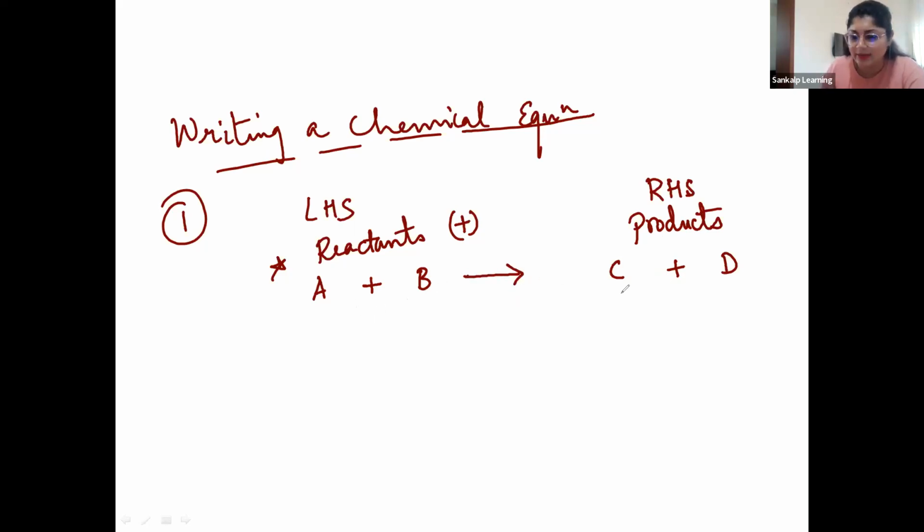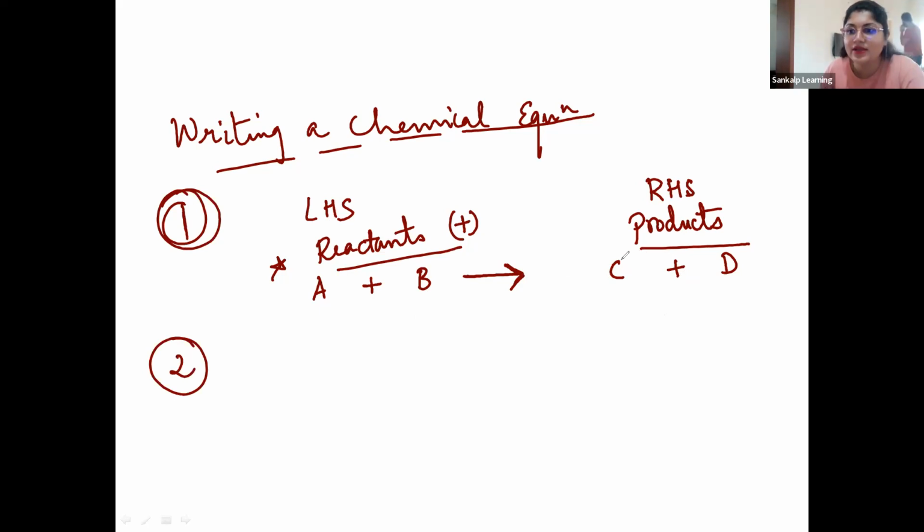So the reactants and products are separated. A and B are the reactants which are reacting with each other, so the chemical reaction is happening to give you the products C and D. So these are the products on the RHS, and on the LHS it is the reactants. This is the first step. On your LHS it is called the reactants, on your RHS it is called the products.